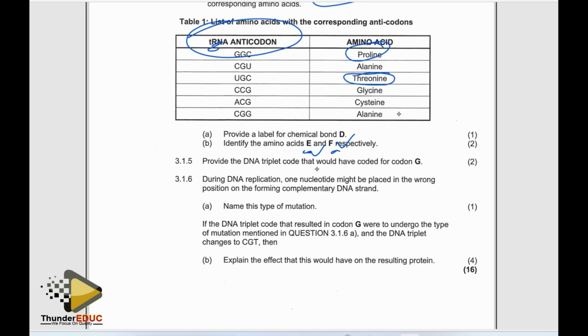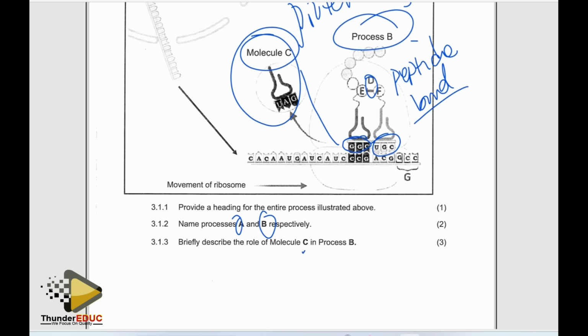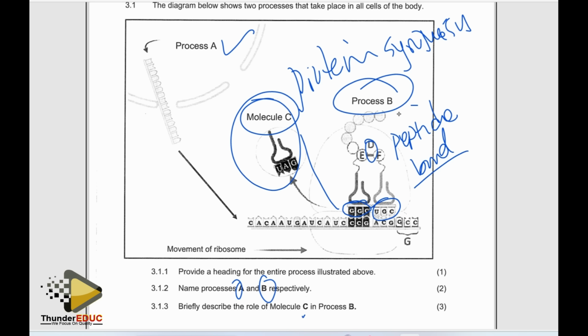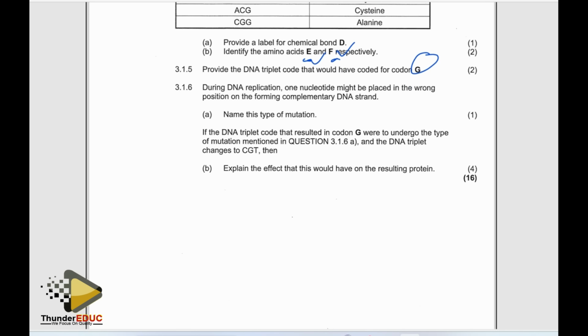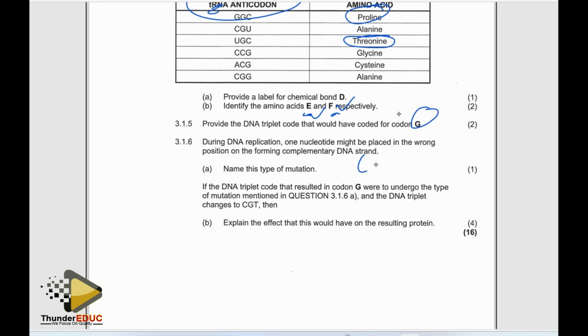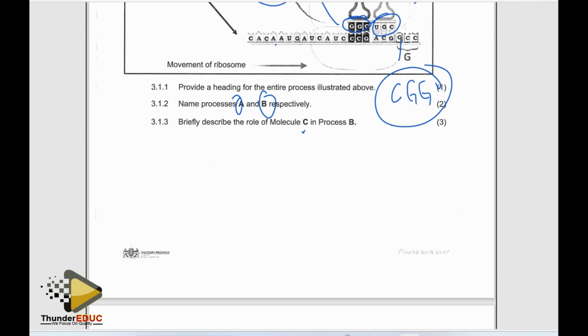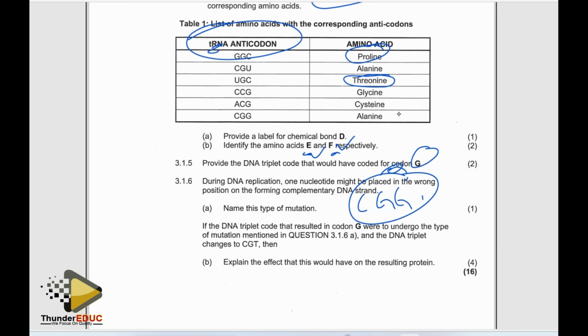Provide a DNA triplet that would have coded for G. Where is G? We come back here, we look for G. G is here. This is messenger, so I just have to convert it. G goes with C, C goes with G, and then G. So the answer here is CGG. They are saying that during the replication, one of the nucleotides might be replaced in the wrong position and forming.